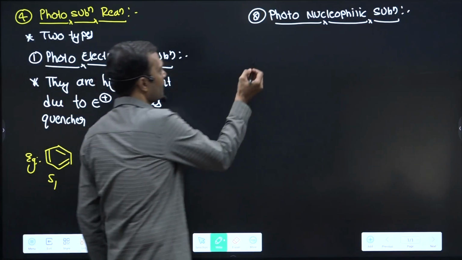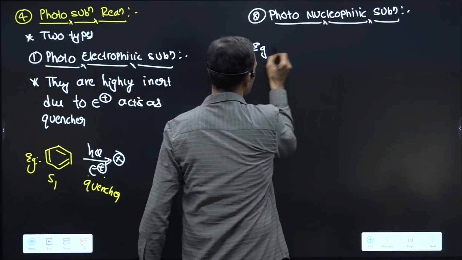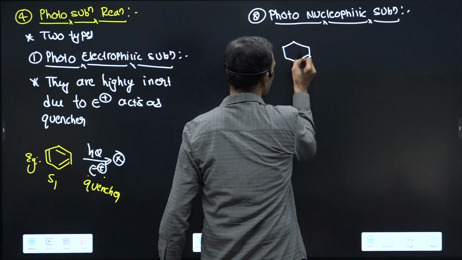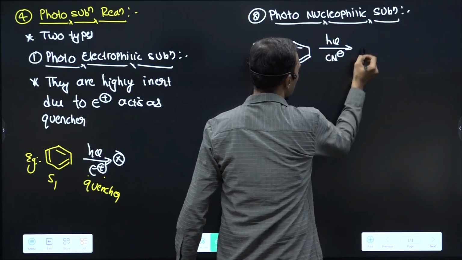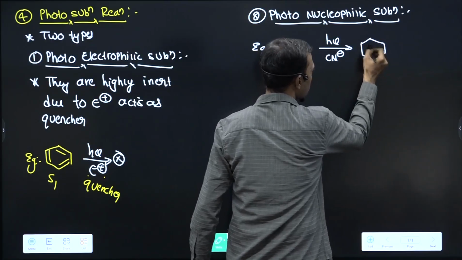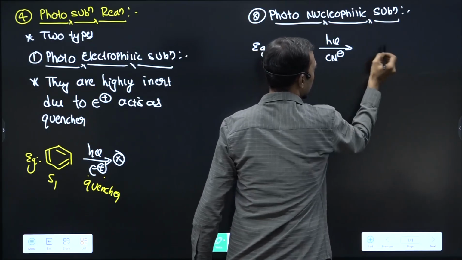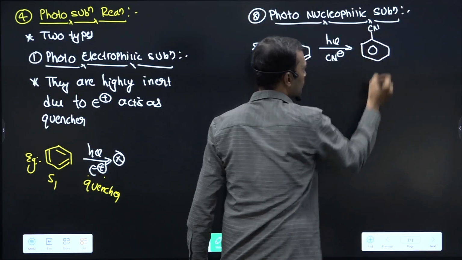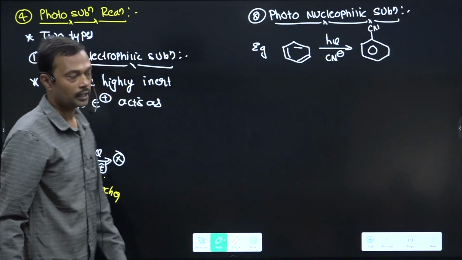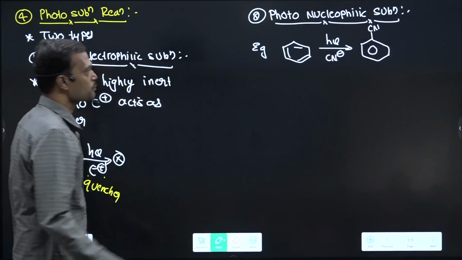See, suppose if I take benzene, photochemically I can introduce any nucleophile. If a nucleophile is given, that nucleophile will be added on benzene directly. Like this, directly we can add a nucleophile on benzene. It is possible.